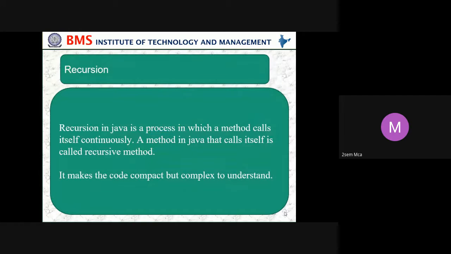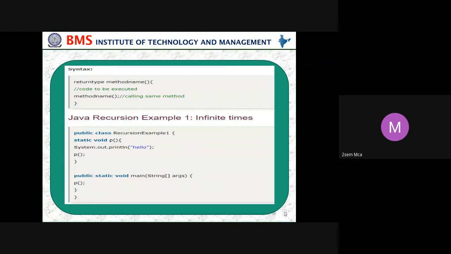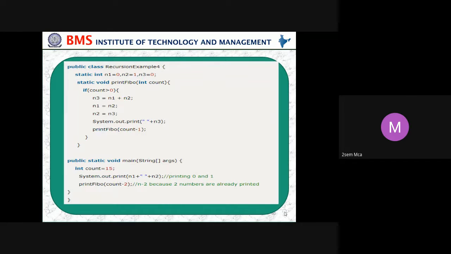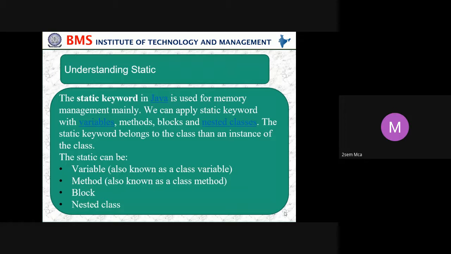And we started with recursion. What is recursion? Recursion is a function calling itself. We have seen Java recursion, for example the Fibonacci series, adding the previous two numbers to generate the next number.